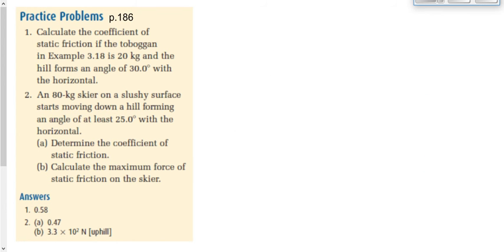Number 2 says an 80-kilogram skier on a slushy surface starts moving down a hill, forming an angle of at least 25 degrees to the horizontal. What's the coefficient of static friction, and what's the maximum force of static friction on the skier here? Do you know what my gut feeling would be? That I would actually solve for the maximum force of static friction first. But sometimes my gut feeling isn't right. Sometimes I start solving a question and I realize, oh wait, that's not the way it is at all. Whatever. I'm going to start solving this and see if I'm right or not.